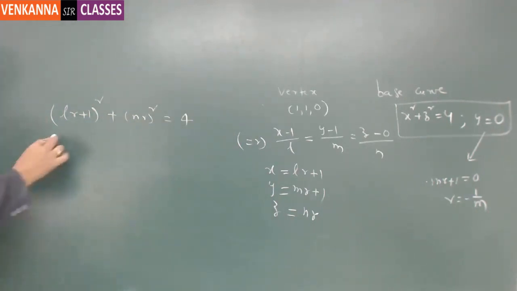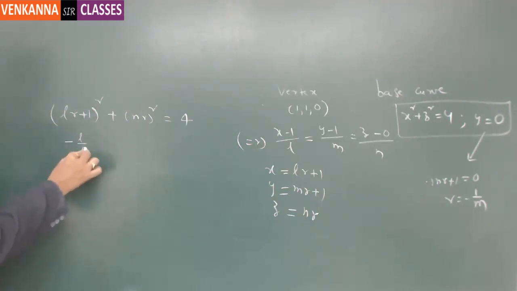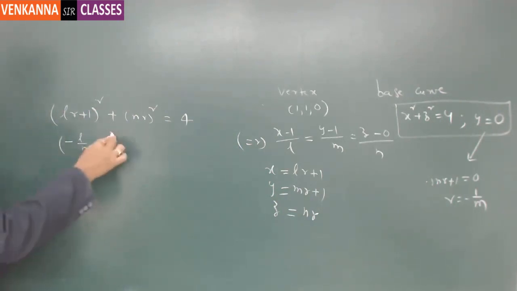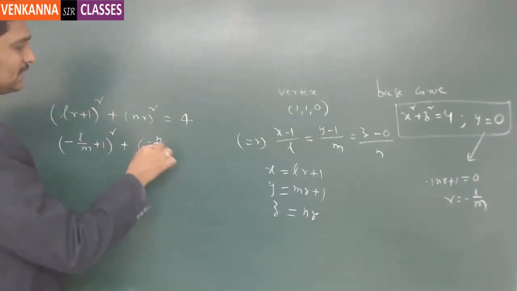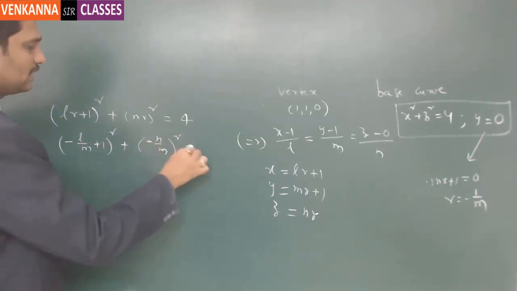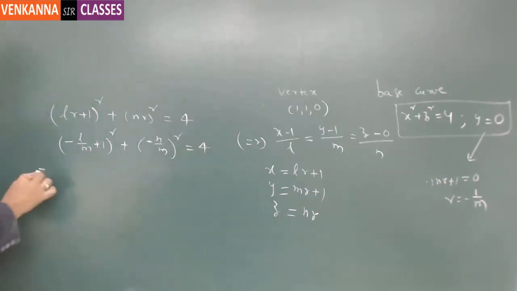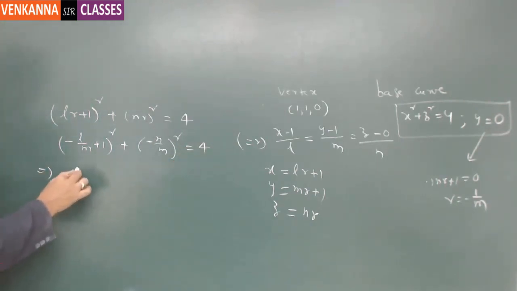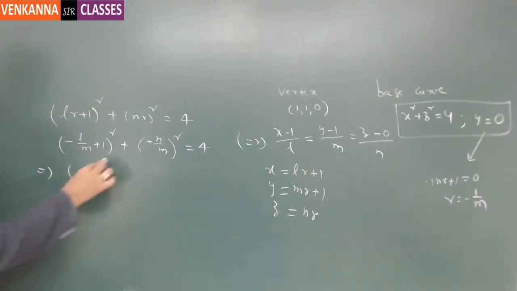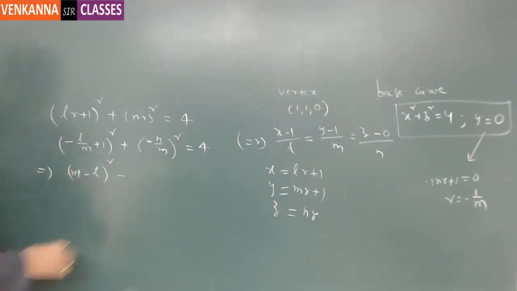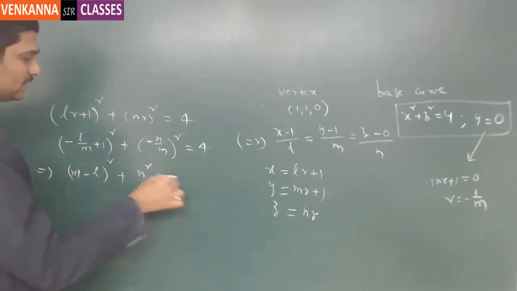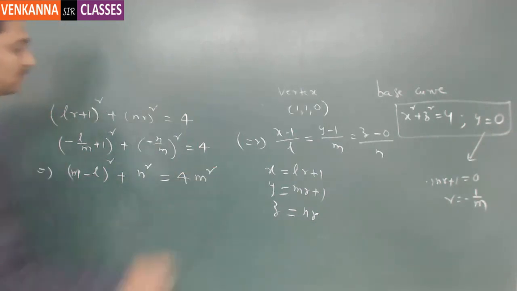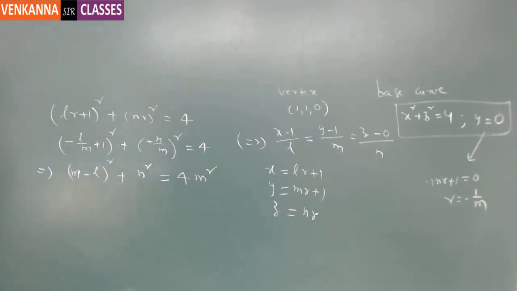Substituting R value here, so (minus L by M plus 1) whole square plus (minus N by M) whole square is equal to 4, which gives that (M minus L) whole square plus N square is equal to 4M square. Agreed?